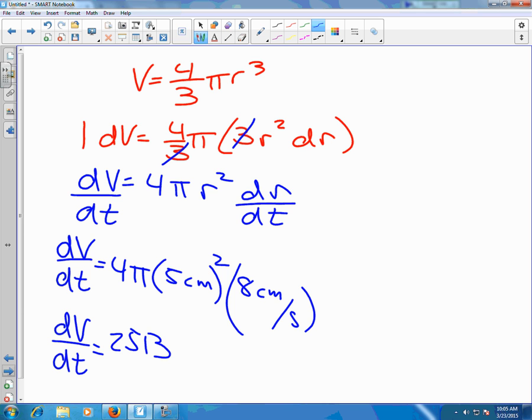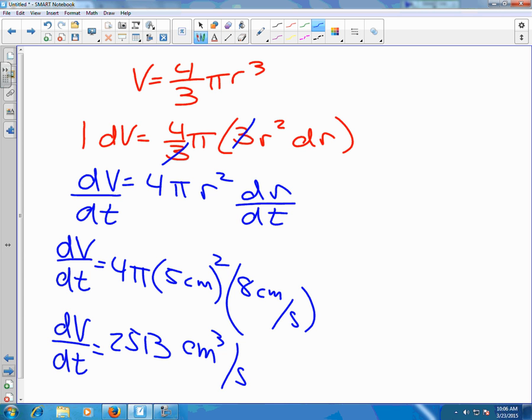Okay, so what would the units be? Centimeters cubed per second. Volume is a measurement of cubic distance. Volume is always in distance cubed, area is always in distance squared, and distance is just distance. So about 2,500 cubic centimeters per second.